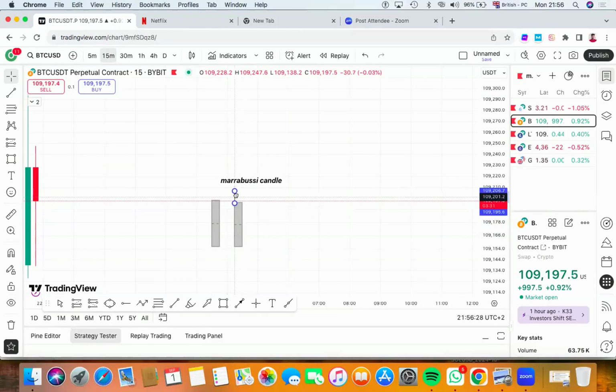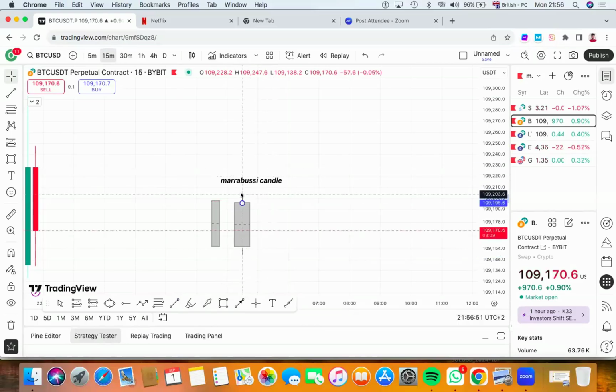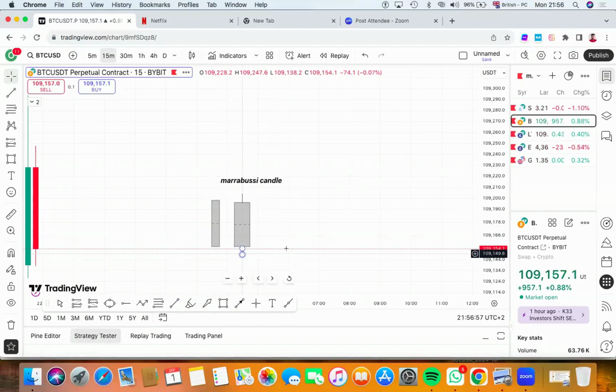Okay, I'll just put this one. My drawing is not that perfect, but don't mind it. Just try to understand the concept. So you have another candlestick with a small body, with a large body and a small wick, okay?